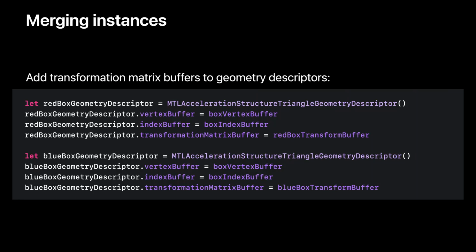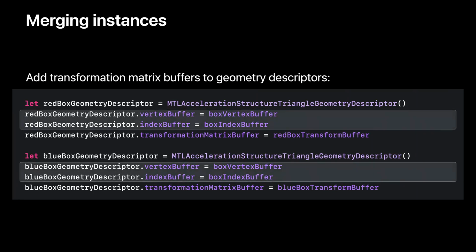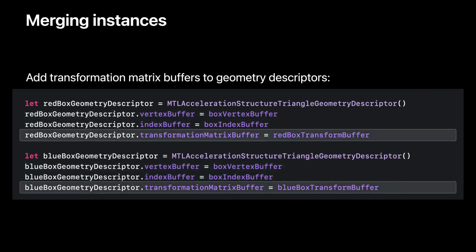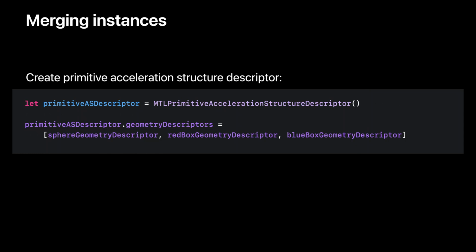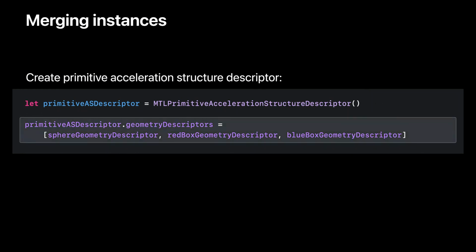For the boxes, you have multiple geometry descriptors sharing a vertex and index buffer. You just need to specify different transform buffers for each copy. Finally, when creating the descriptor for the primitive acceleration structure, add all the geometry descriptors. This will result in a primitive acceleration structure that you can instance into the scene with an identity transform. This primitive acceleration structure will take less time to build than separate acceleration structures and will be faster to intersect.